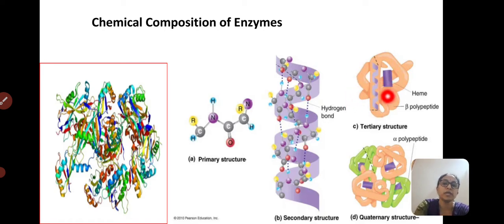In between you can see heme and also beta polypeptides, that is the joining of the secondary structure, and that gives the tertiary structure. This is the functional structure of the enzyme, wherein we can see most of the enzymes are very much active and functional. And the quaternary structure can be seen, this is also seen in most of the enzymatic proteins.